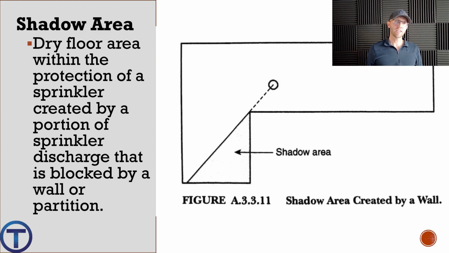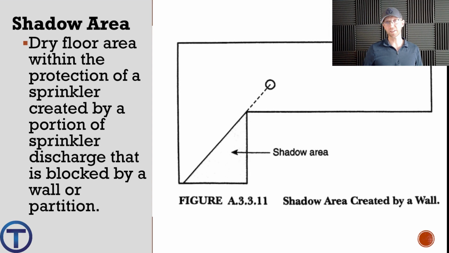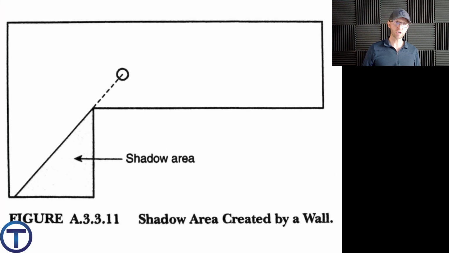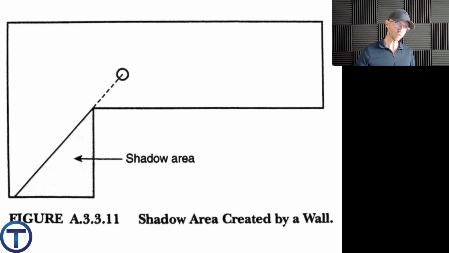Next, we have the definition of shadow area. This is a dry floor area within the protection of a sprinkler created by a portion of the sprinkler discharge that is blocked by a wall or a partition. You can see in this illustration, the sprinkler is the circle. The diagonal line is the stream of water flow. When that stream of water flow is spraying from the sprinkler, it will hit that corner of the wall that's protruding. And that corner of the wall will deflect a certain amount of water.